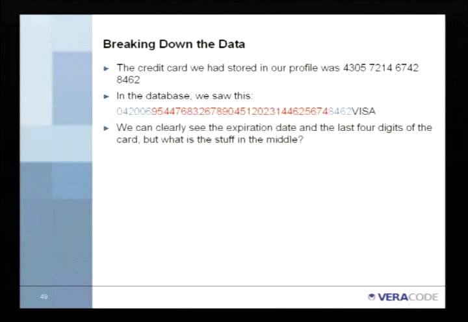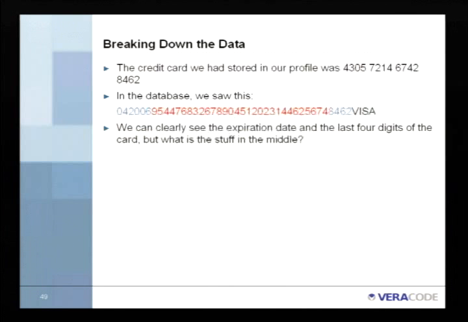So we can clearly see where the expiration date is at the beginning there, because that's the expiration date we put in. And we can see what the last 4 digits are that match up there right before the word Visa. But the stuff in the middle, what is that? It doesn't seem to correspond to the original credit card. I don't see any obvious mappings there.